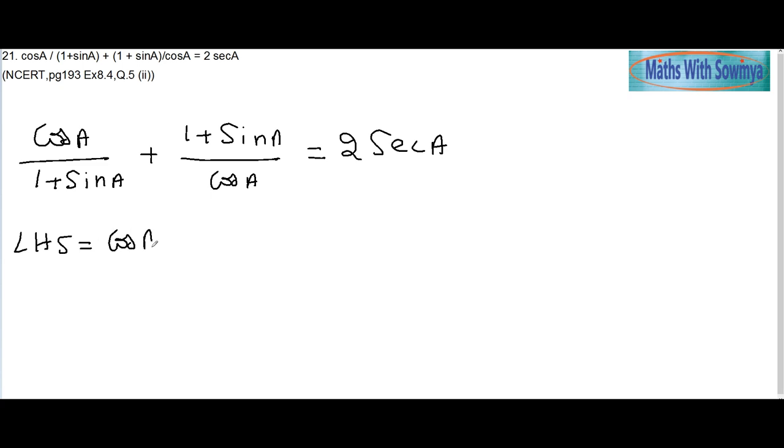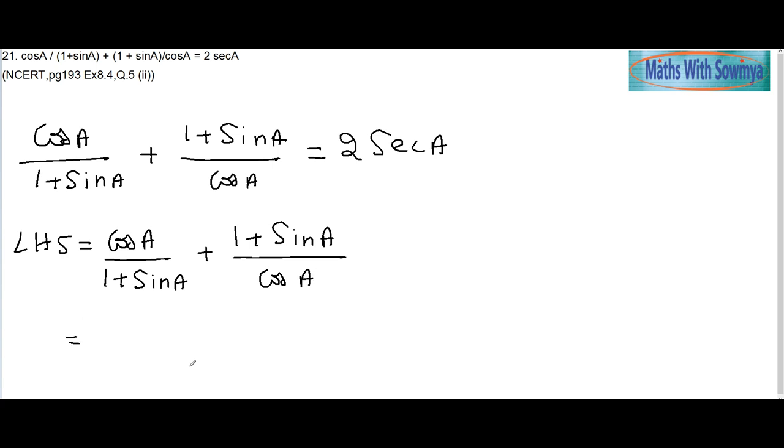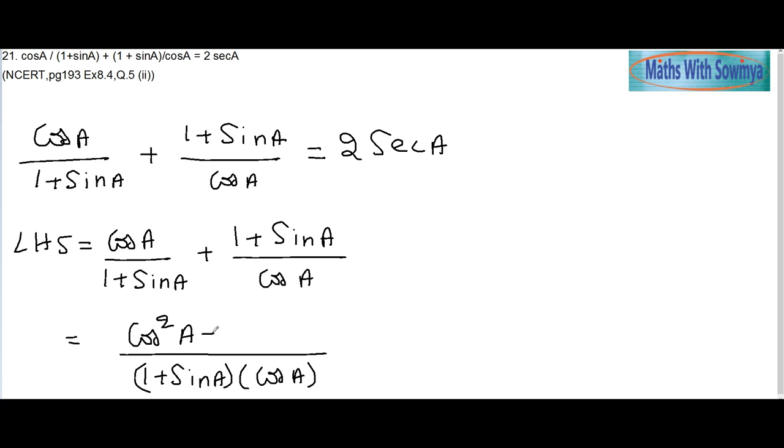LHS is what? Cos A by (1 plus sin A), this is plus (1 plus sin A) divided by cos A. Let us take the LCM here. LCM of the functions, you have to just take as it is, both the functions. Now in the first fraction, if you see 1 plus sin A, 1 plus sin A goes. Cos A, which is there in the LCM, goes to the numerator. We will get cos square A.